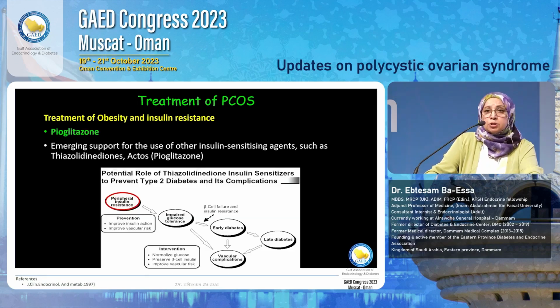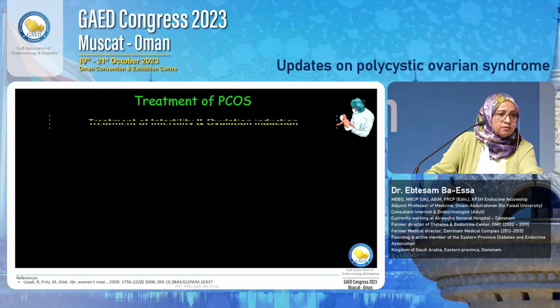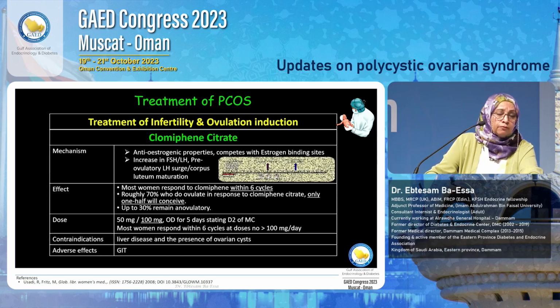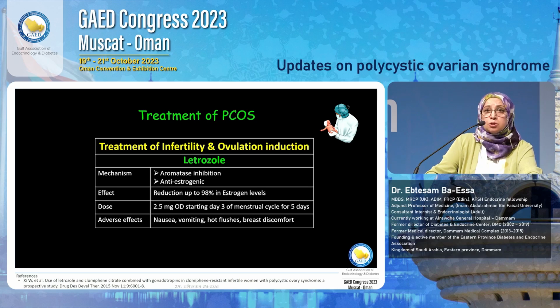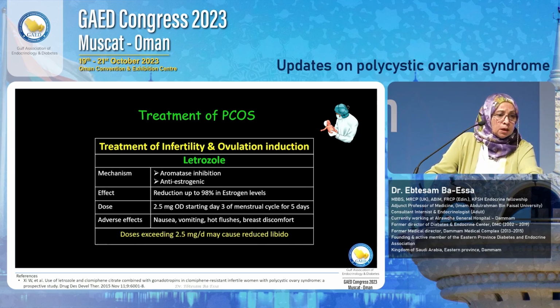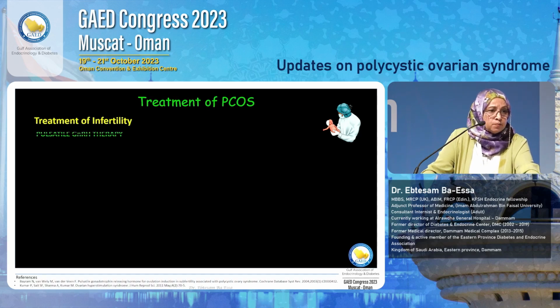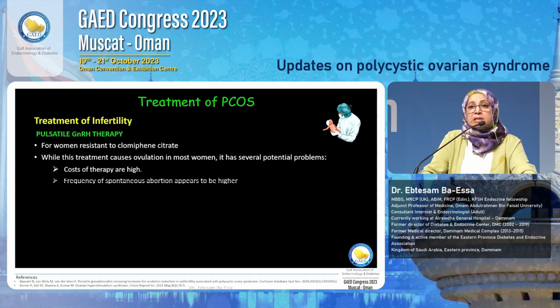And we have pioglitazone, again one drug to use for improved insulin sensitivity. For induction of ovulation, we have clomiphene citrate. I will just skip them quickly because of the time. We have clomiphene citrate, and we also have letrozole, used to induce ovulation for those with infertility. Usually the patient responds within 6 cycles.